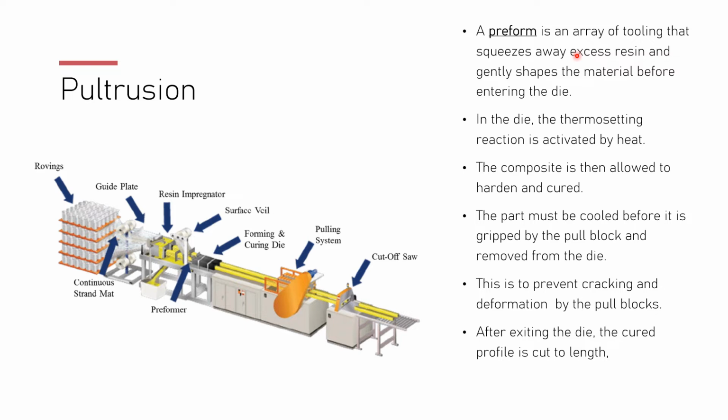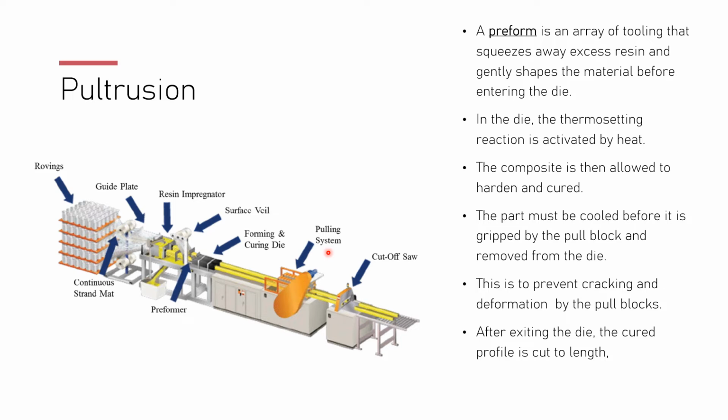Here you go, this is an array of tooling that squeezes away the excess resin and gently shapes the material before entering the die. Now here is your die cavity right there. In the die, the thermoset reaction is activated by the heat. Every time you shape, you need the heat to melt the plastic. So the composite is then allowed to harden and cure.